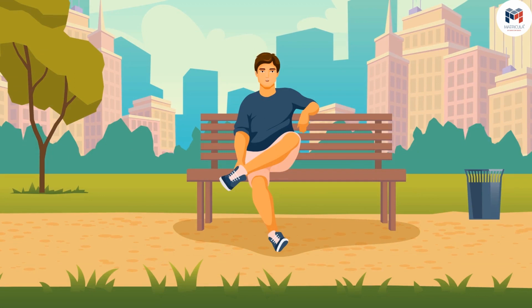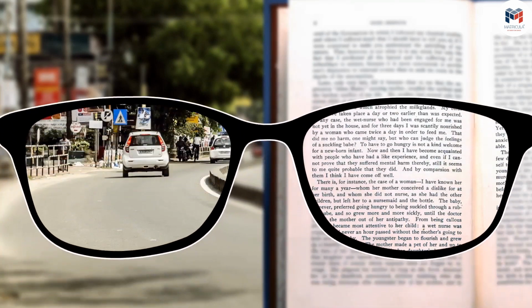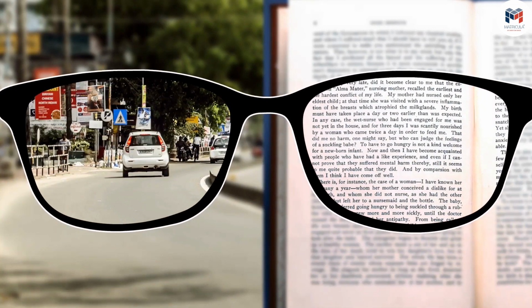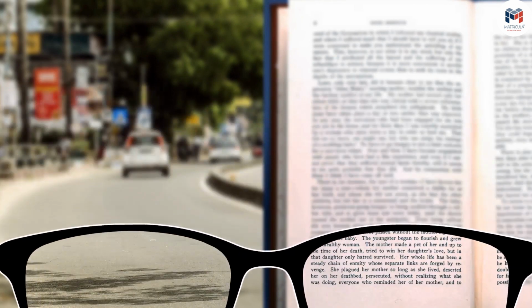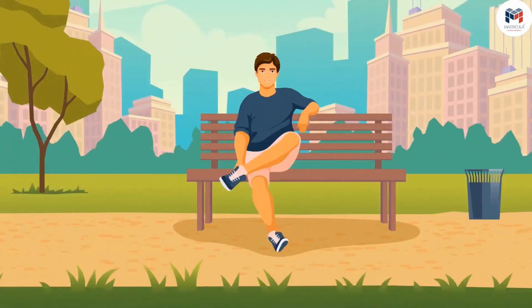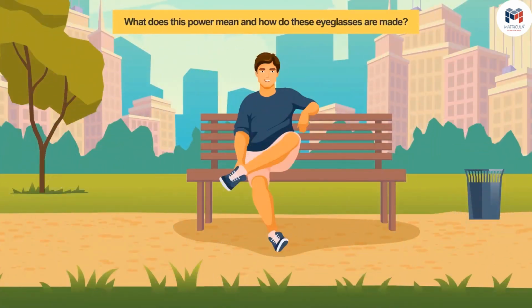You must have noticed people find it difficult to see distant or nearby objects clearly. To these people, doctors suggest wearing eyeglasses. We must have heard from our friends who wear eyeglasses that the power of their eyeglasses is 2 or minus 1.5. What does this power mean? And how are these eyeglasses made? We will get to know the answers to these questions in this part of the video.